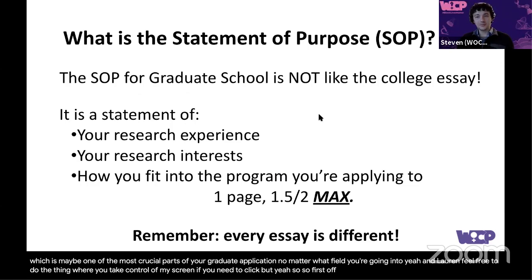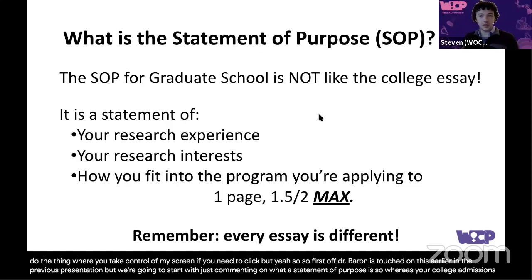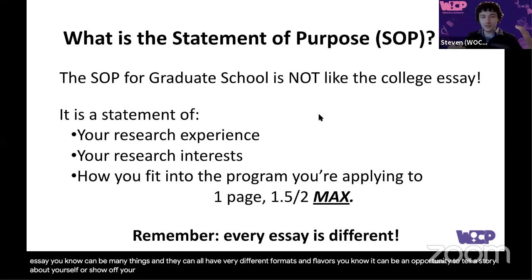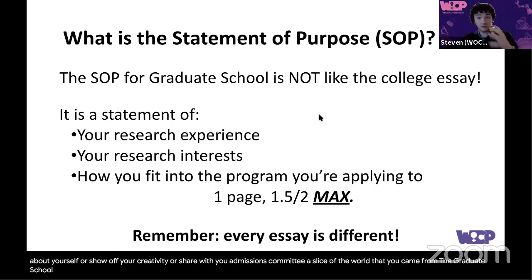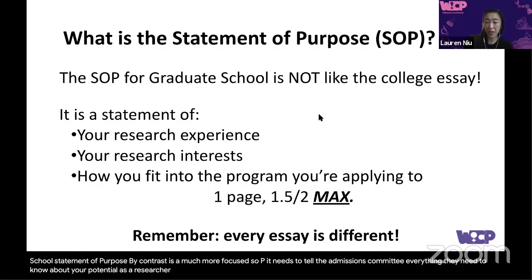First off, Dr. Berendez touched on this earlier in the previous presentation, but we're going to start with commenting on what a statement of purpose is. Whereas your college admissions essay can be many things, with very different formats and flavors, it can be an opportunity to tell a story about yourself, show off your creativity, or share with the admissions committee a slice of the world that you came from. The graduate school statement of purpose, by contrast, is a much more focused and specialized document. Your SOP needs to tell the admissions committee everything they need to know about your potential as a scientific researcher.